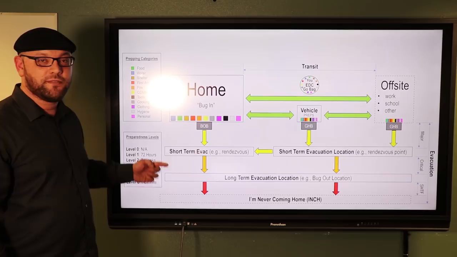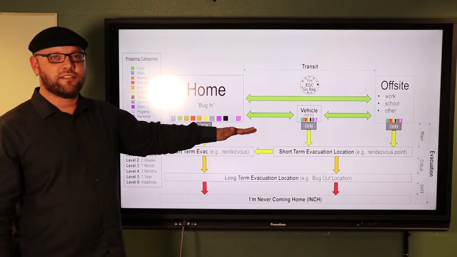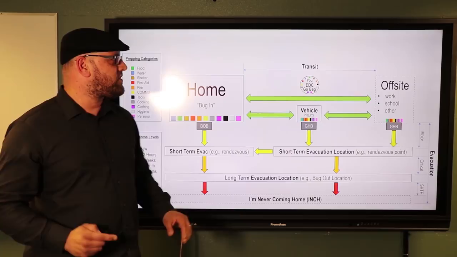And then we also talked about the concept of evacuation. So having a bug out bag or various emergency kits, a get home bag, going to short-term evacuation locations, going to a bug out location, or going, you know, end of the world as we know it. But we haven't talked about the most important thing for emergency preparedness as part of the prepping architecture, and that is the number one thing, knowledge. Knowledge is skills, training, and licenses.